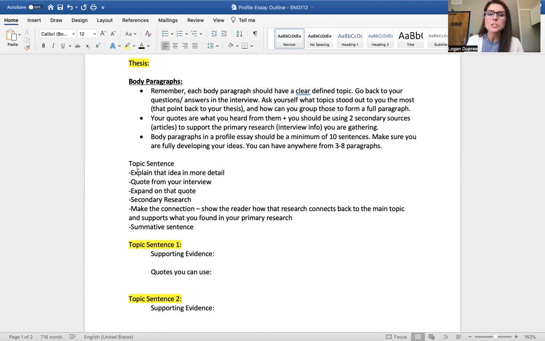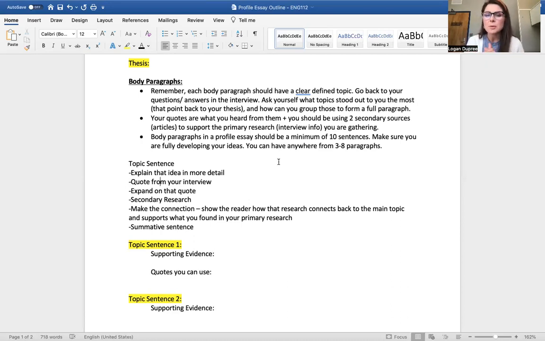So let's take a look at what we're talking about. Topic sentence 1, explain 2, quote 3, expand 4, secondary research 5, make the connection 6, and a summative sentence. Y'all, that's at least 7 sentences right there. And that's banking on the fact that you're only going to have 1 sentence per thing. And that's just typically not the case, right? It usually takes us a couple of sentences to really do the job. So 10 sentences per paragraph is the minimum amount to really develop an idea. Make sure that you're fully developing those ideas. And that typically comes in your explanations and the connections of that research.